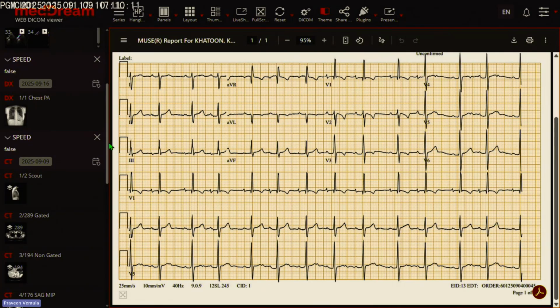In V1 there is a QR pattern, sir, along with a sudden transition from V1 to V2. So you expect a QR in V1 here. Small R is there, no? Yes, sir, small R is there. Yeah, it is an RSR dash pattern, with the sudden transition in V1 and V2.